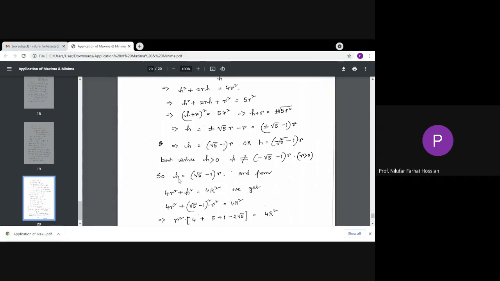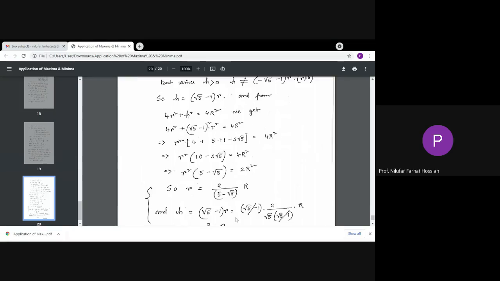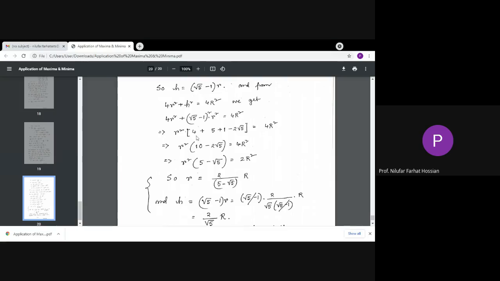So the only value of h is this, root 5 minus 1 into r. And now you put the value of h in this relation, and here you get the value of small r. So small r, you do this algebra, small r square into 10 minus 2 root 5 equal to 4R square. You can take 2 common and then divide by 2 on both sides. So r square into 5 minus root 5 equal to 2R square. So r will be equal to plus minus root of 2 into capital R square divided by 5 minus root 5. Now small r cannot be negative, so we are taking only the positive sign.